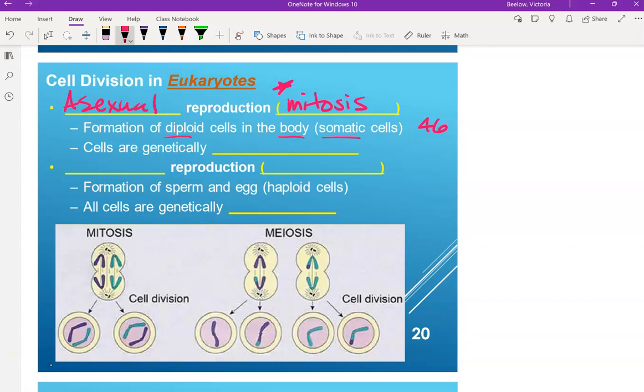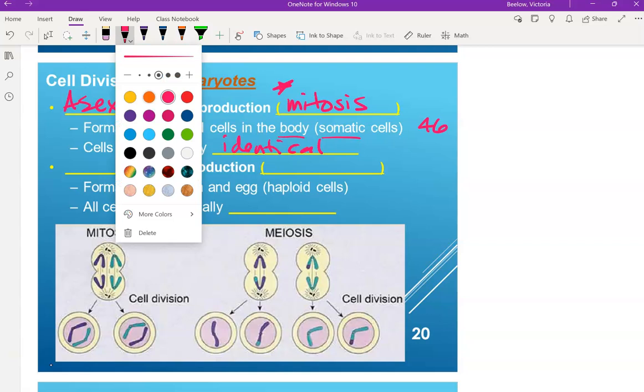And you're going to end with cells that are genetically, so their genes, those 46 chromosomes, are identical. You go through DNA replication, you make an exact copy of your DNA, and you divide that up equally into two different cells.